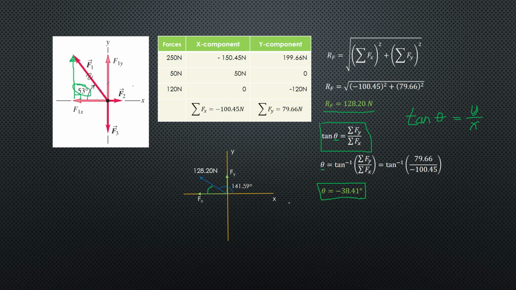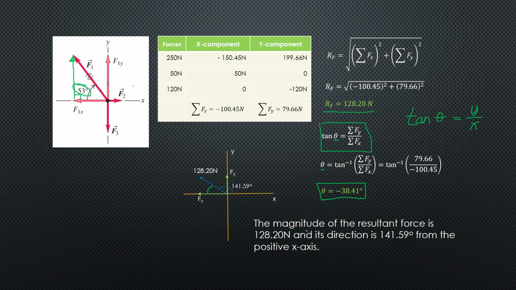This angle refers to this angle, negative 38.41, similar to this one. But then the final answer is: the magnitude of the resultant force is 128.20 newtons, and its direction is 141.59 degrees from the positive x-axis.